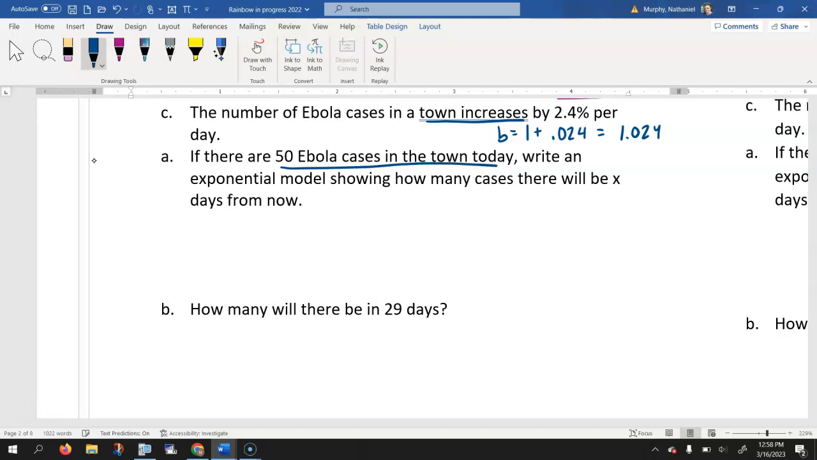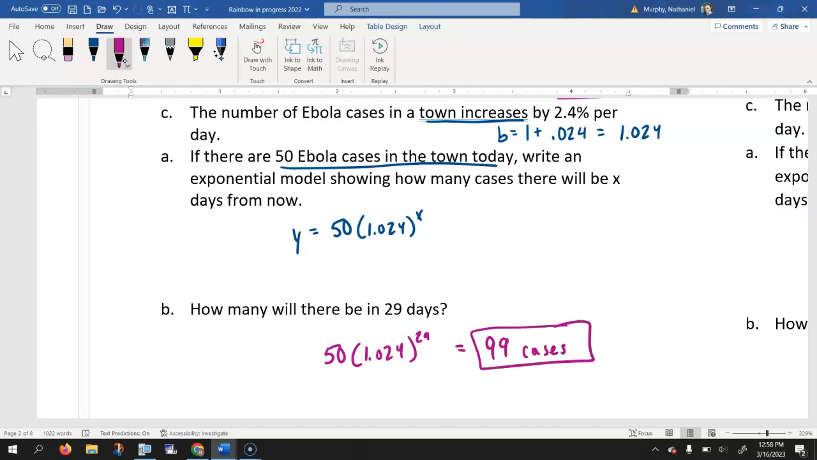So there's 50 in town today, so that's our initial amount. We want to figure out how many there will be in x days from now. So this will be our equation. We use that equation to answer the question: how many will there be in 29 days? We just put 29 in for x. And when you do that, you get approximately 99 cases.